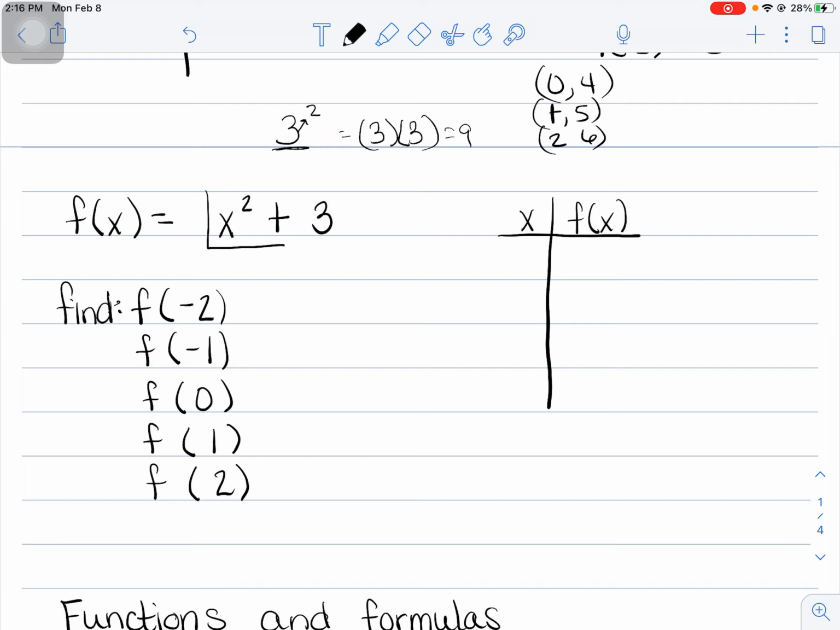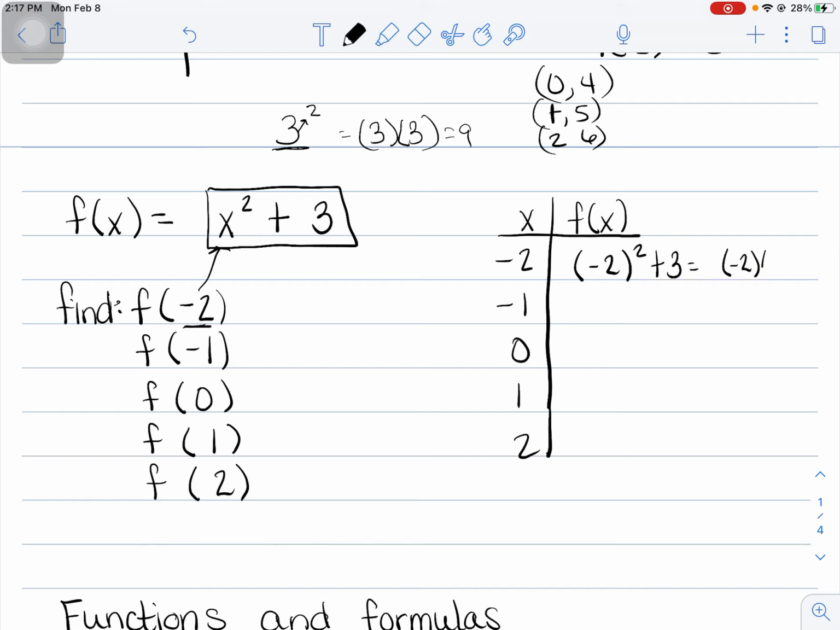So here I have a rule, x squared plus 3. When I put in that rule, what am I going to get each time I put in these inputs? So I'm going to take my inputs from my find side into my table. So -2, -1, 0, 1, and 2. And now I'm going to use my rule. So I'm going to plug in my -2 where my x is. So this is how it would look: (-2), I'm using parentheses because that negative is being squared, the whole negative is being squared, squared plus 3. That's the same thing as saying -2 times -2 plus 3.